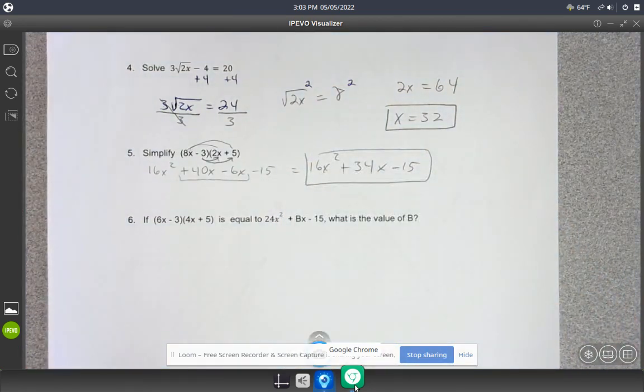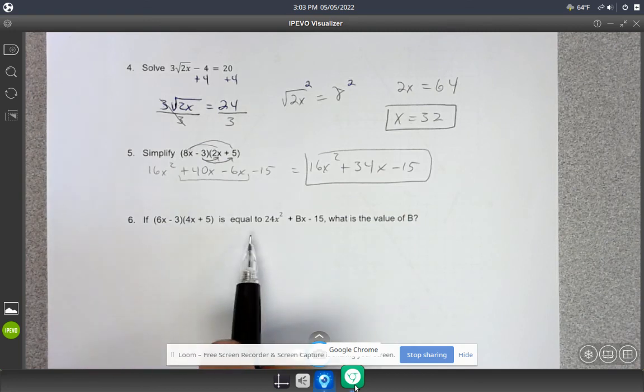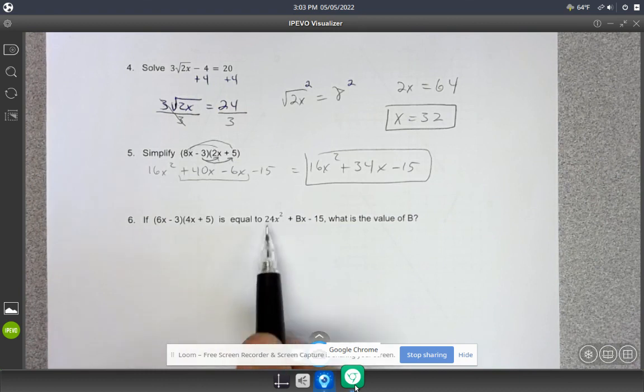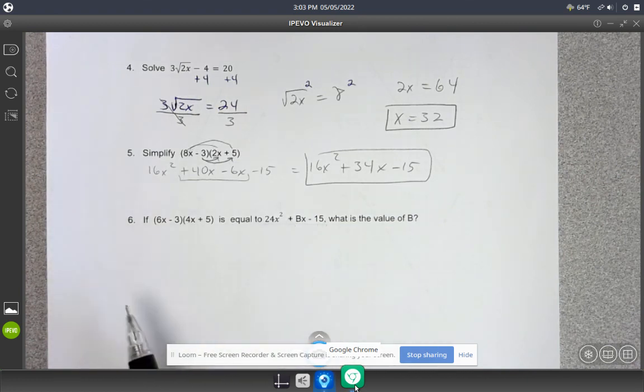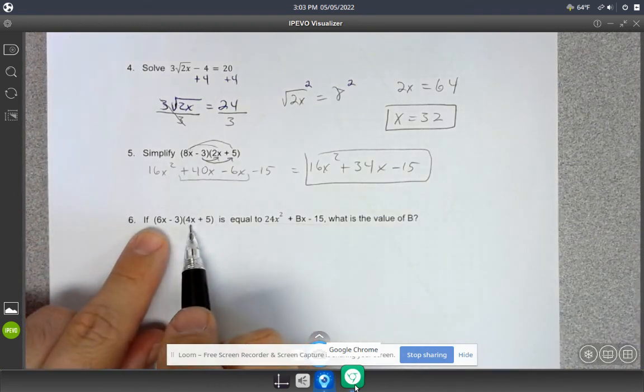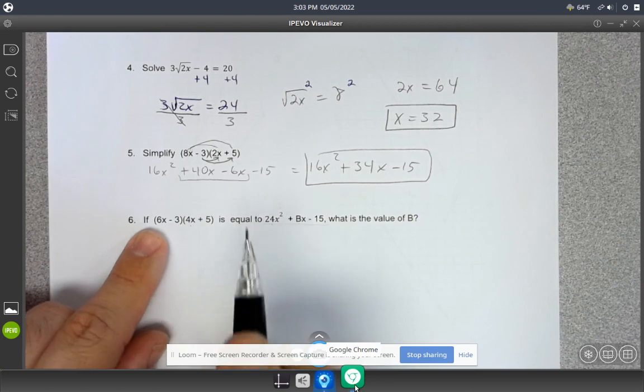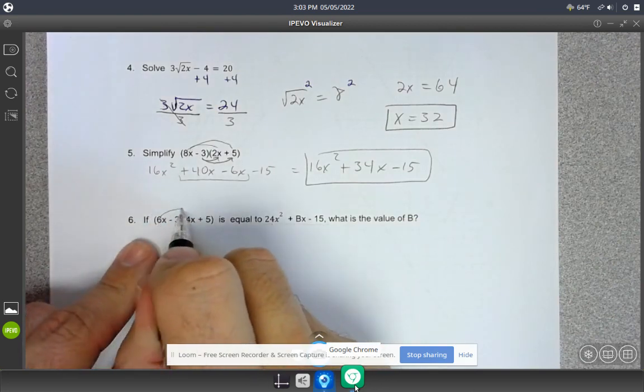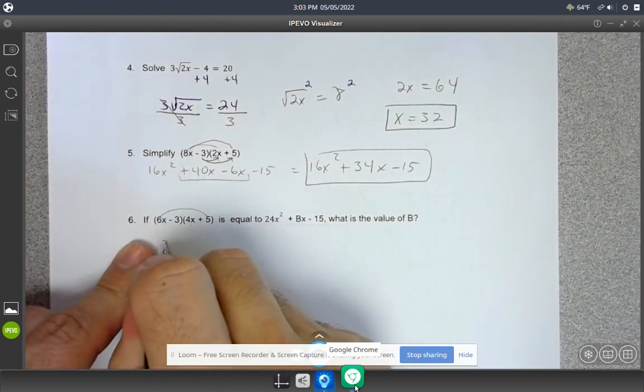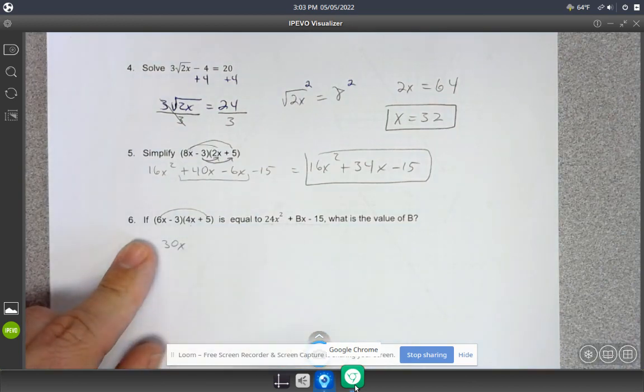That's it. Okay. Number 6 is the same type of question. They say if this is equal to this, find the value of b. They just want to know what that middle term is. So the 6x and the 4x are going to give you this. The next thing you would do is 6x and the 5, which is going to be 30x.